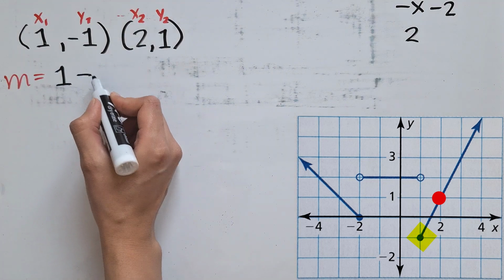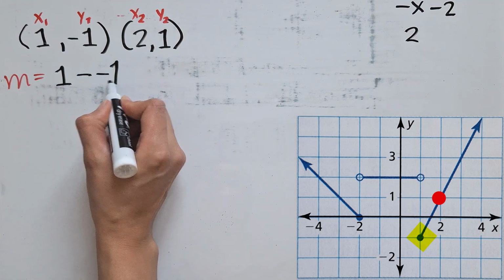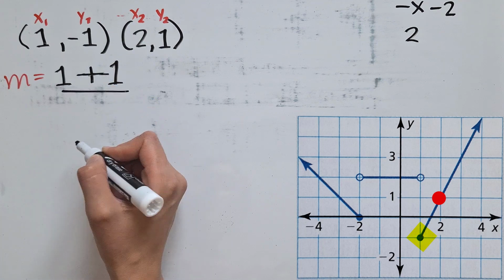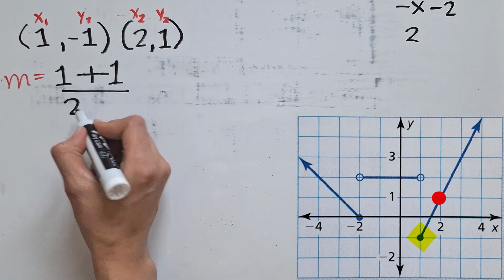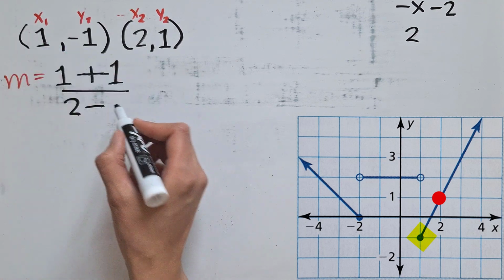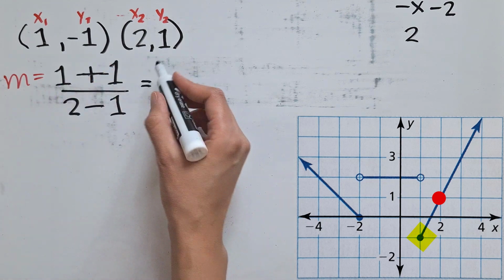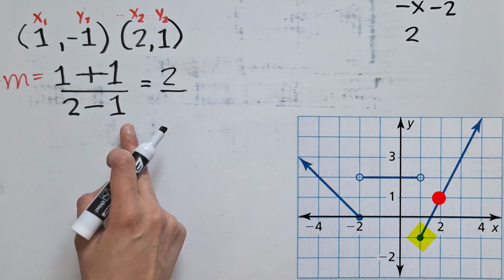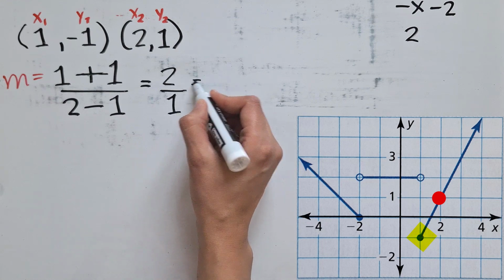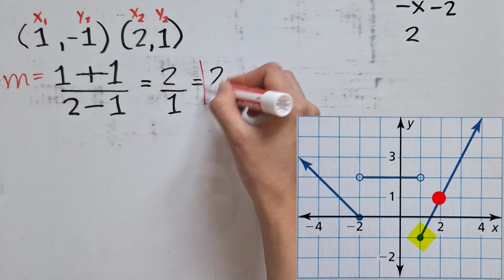1 minus, following the formula, and then -1. So this becomes plus. All right, now we go with the x. 2 minus, following the formula, and then the 1. 1 plus 1 is 2, and 2 minus 1 is 1. This is 2. Our slope is 2.